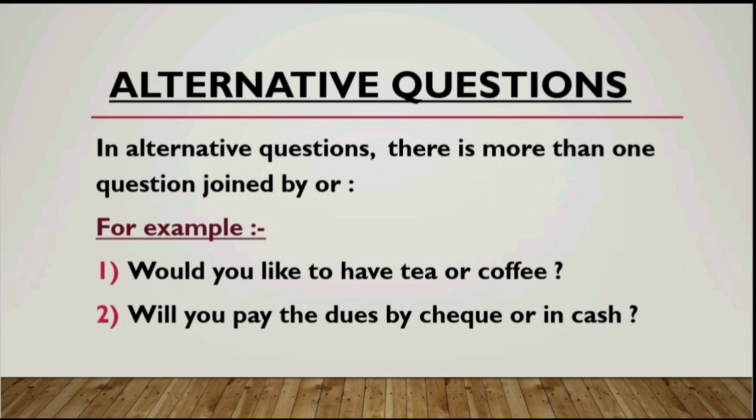Have a look at this example here. Would you like to have tea or coffee? You are giving two alternatives, right? The next example is, will you pay the dues by check or in cash? So are you going to pay me your dues by cash or by check? You are giving that particular person a choice to pay. So that was about alternative questions.